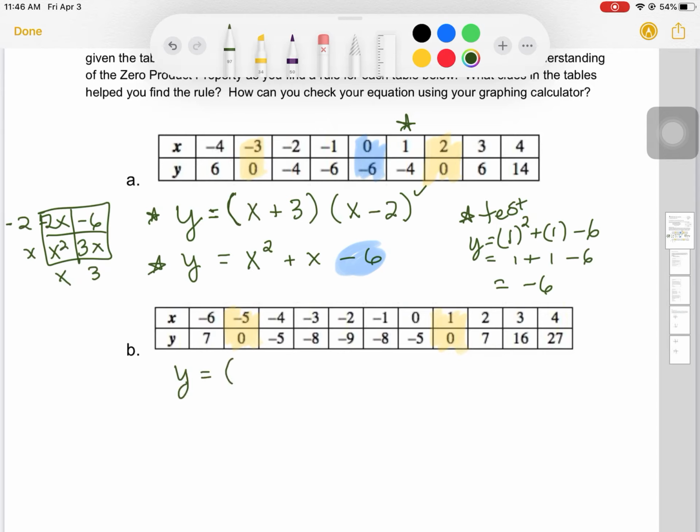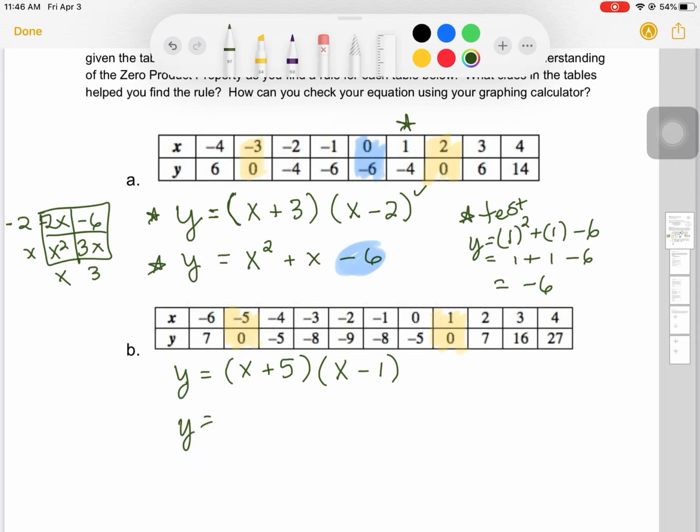We're going to put this into factored form. So for -5 to be a 0 or a solution, it would be x plus 5, because -5 plus 5 is 0. And for an x-intercept to be 1, it would be x minus 1. So 1 minus 1 is 0. So this is in factored form.